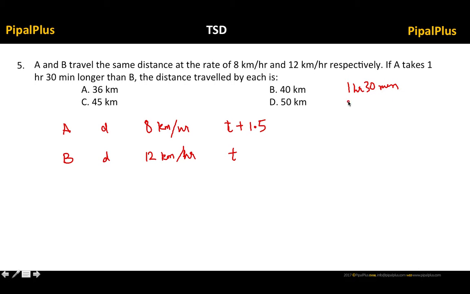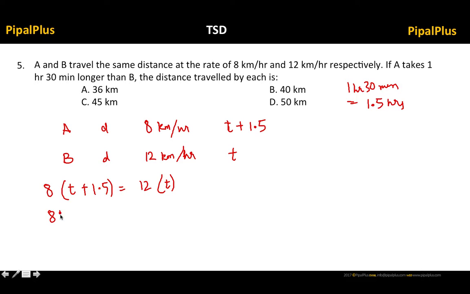Now why I have taken 1.5 is because 1 hour 30 minutes, when I convert the whole thing into hours, becomes 1.5 hours, right? And I must have hours. Why? Because the speed is in kilometers per hour, so even the distance will work out in kilometers. Okay. Now the same distance situation, we get S1 T1 equals S2 T2. So that's what we're going to use. So S1 T1 equals S2 T2, right?